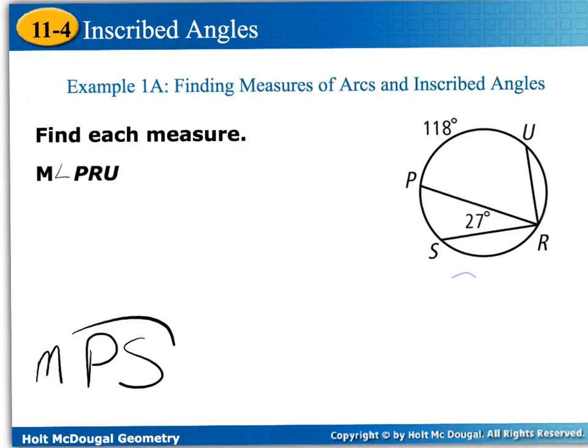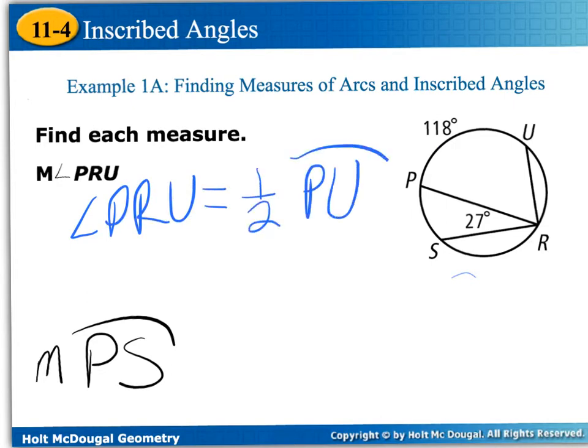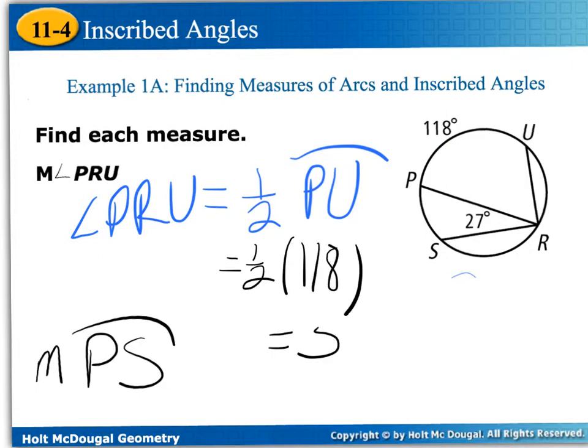All right, so let's do this example. They want us to find the measure of PRU. Well, I know that angle PRU equals 1/2 of the arc that it subtends. Since PRU is right here and it subtends this arc, you just find half of this. So put this into the equation: 1/2 times 118. So you get 59. The measure of angle PRU equals 59 degrees.